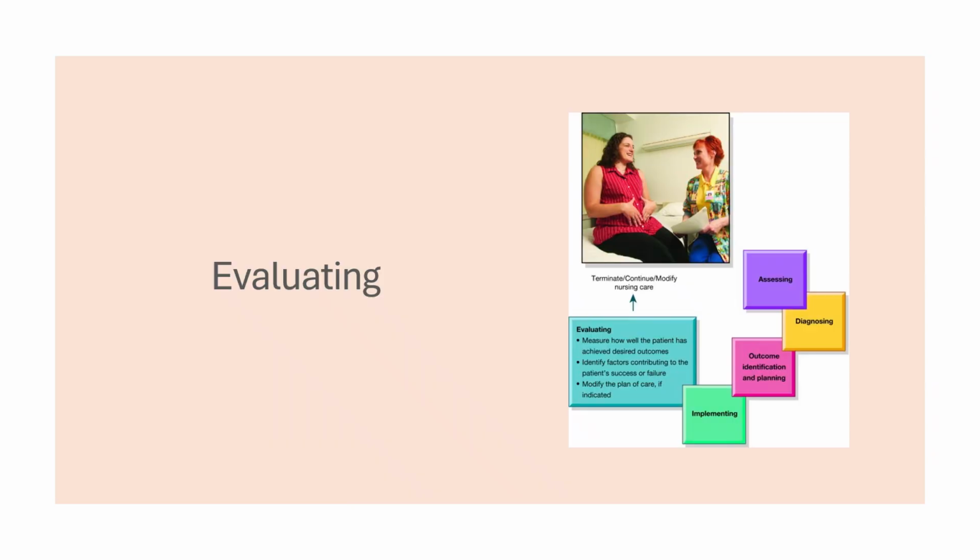steps. And this is Figure 19.1 in your textbook, depicting evaluating. The nurse and the patient together measure how well the patient has achieved the outcomes specified in the plan of care. Factors that contribute to the patient's success or failure are identified, and then the plan of care is going to be modified if necessary. Patient responses to the plan of care determine whether the nursing care is to be continued as is, or modified, or even terminated.